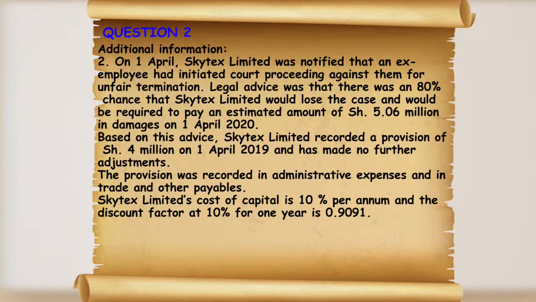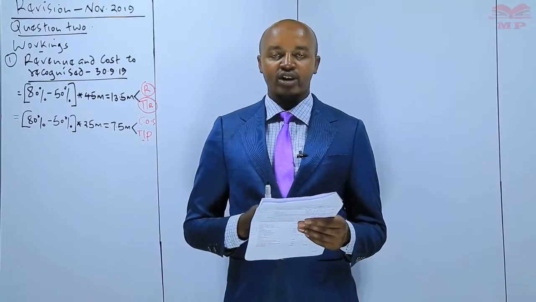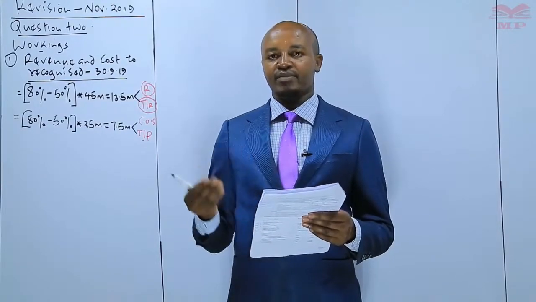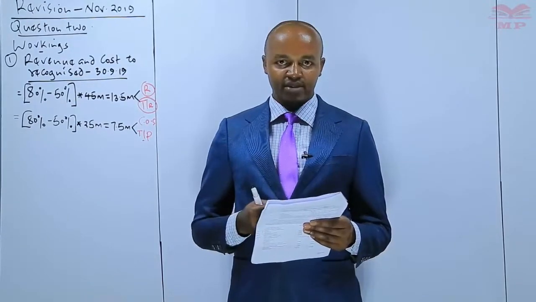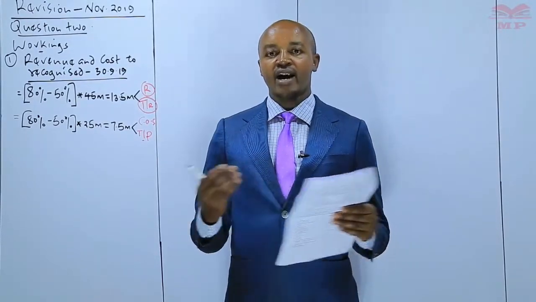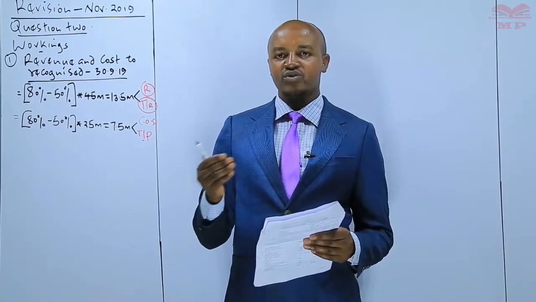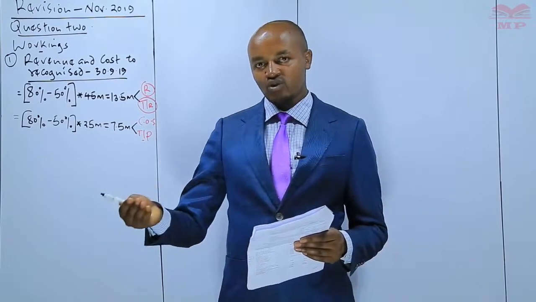And then you are told Skytex Limited cost of capital is 10% per annum, and the discount factor at 10% for 1 year is 0.9091. So basically in respect to this particular legal case which was initiated against the company, the company expects to pay some damages. These are a form of contingent liability, and whenever there is a contingent liability, a company should make a provision which is equivalent to the present value of what is likely to be paid.